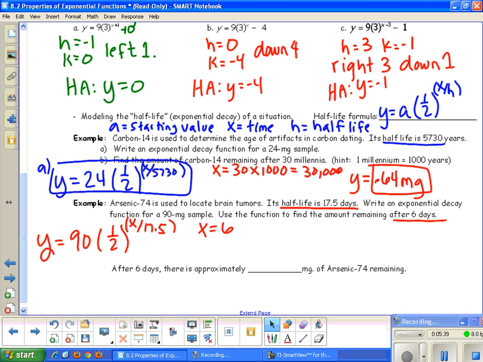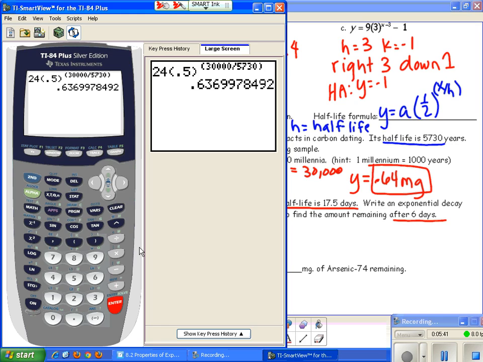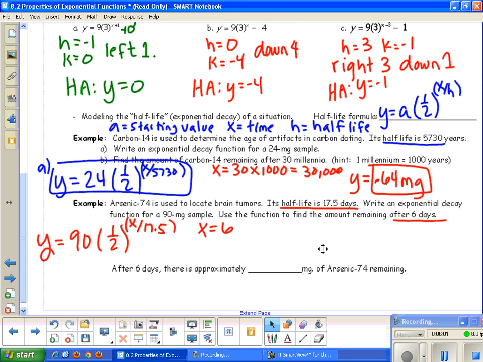So if we do this on our calculator, we have 90 times 1/2 to the 6 divided by 17.5. When we do this and hit enter, you get 70.96. So after 6 days, there's approximately 70.96 milligrams of arsenic 74 remaining.